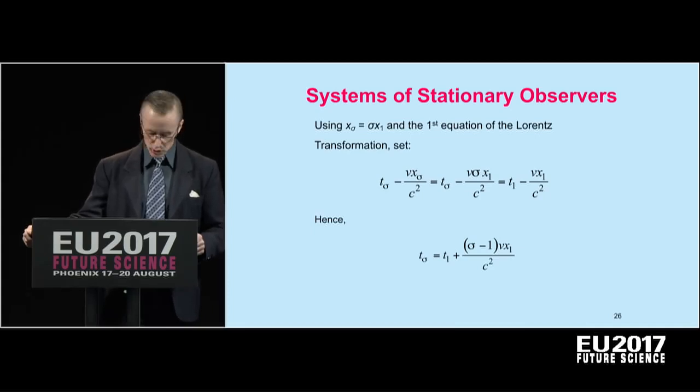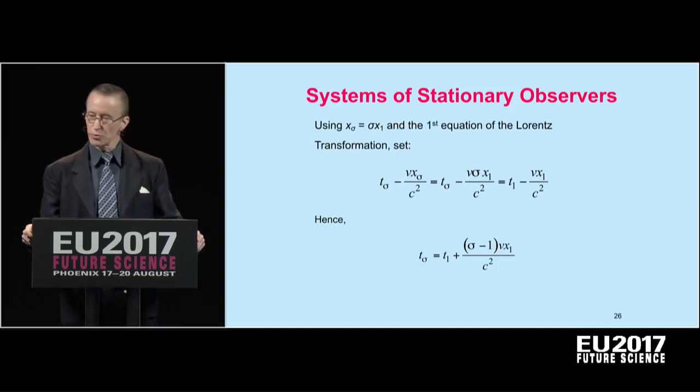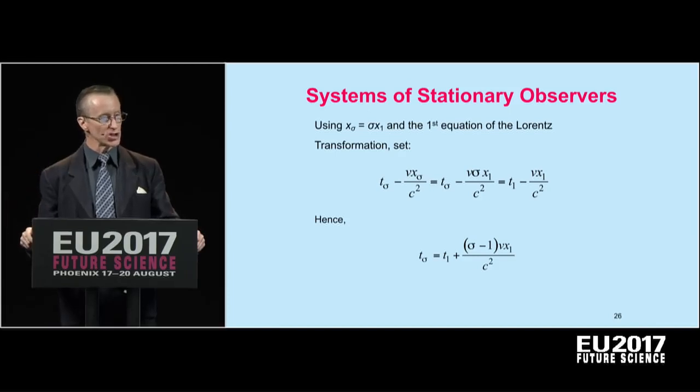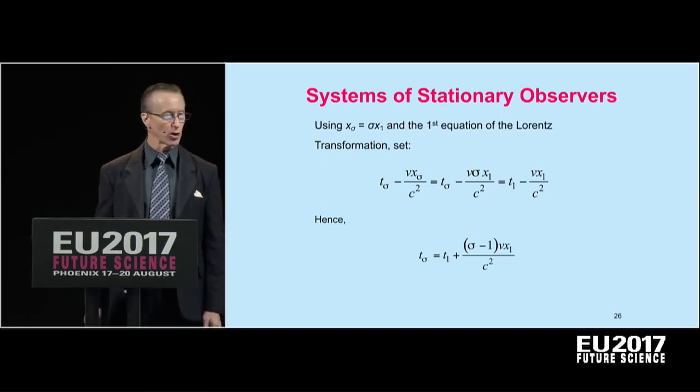If I put sigma equals 1, what do I get? T sub sigma equals T sub 1. That's one case. If any other value of sigma, the times are not the same. In other words, if they are systems of stationary observers that satisfy the Lorentz transformation, they cannot be clock synchronized.